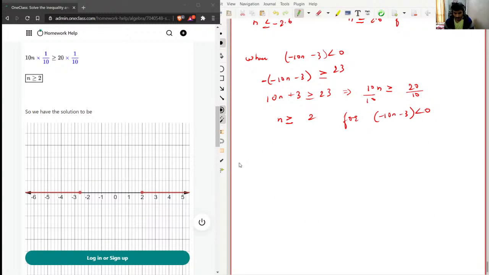Now we'll draw the number line for this. So this is going to be a number line, and let's say this is 0, 1, 2, 3, 4, 5, -1, -2, -3, -4, -5, and so for here when n is greater than equal to 2, it will be values from here till positive infinity, and when n is less than 2.6, so this will come somewhere here, and it will be till negative of infinity and positive infinity.